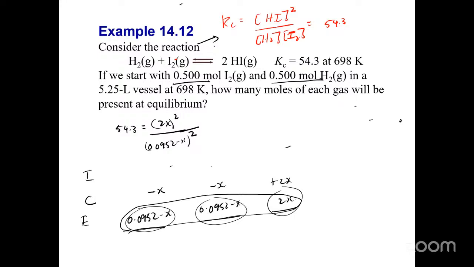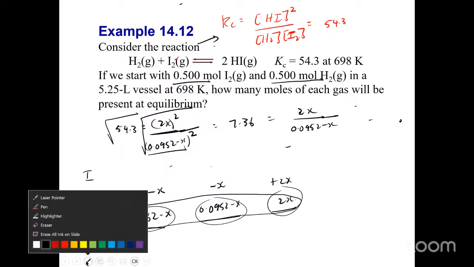So basically, it's all algebra from here. Your aim is to solve for x. Because you have this part here squared and this part here squared, if you find the square root of that side, you have to do the same thing for this side. So let me see what the square root of 54.3 is. That would be equal to 7.36, and that would be equal to 2x over 0.0952 minus x. And then we have to, I don't remember the term that you use in math or algebra.